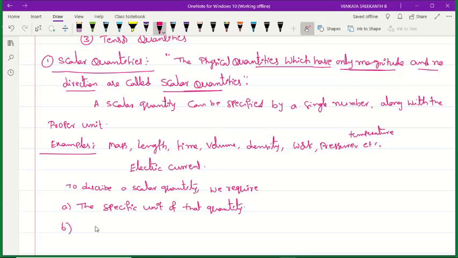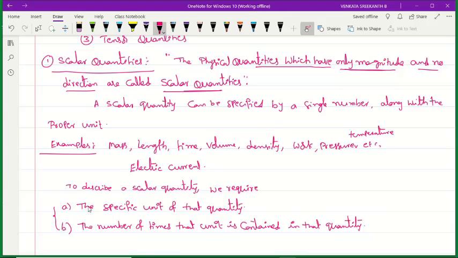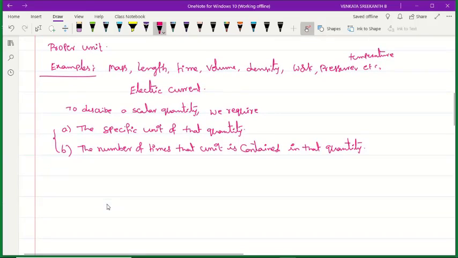The second point is the number of times that unit is contained in that quantity. Based on these two points, I am going to explain one small example.